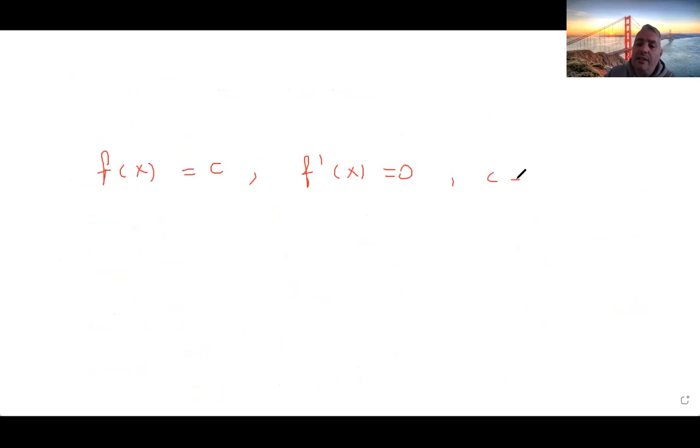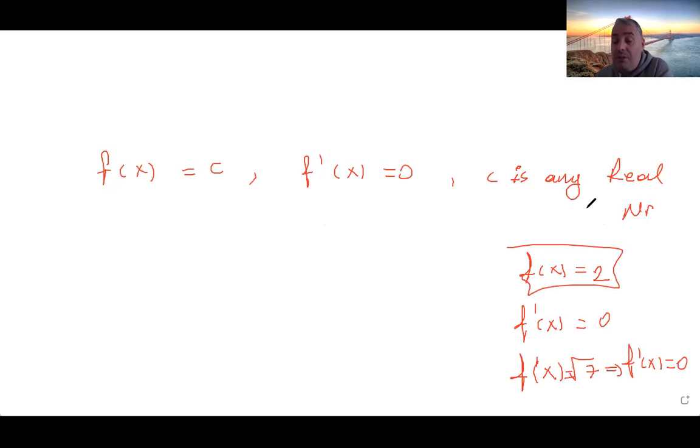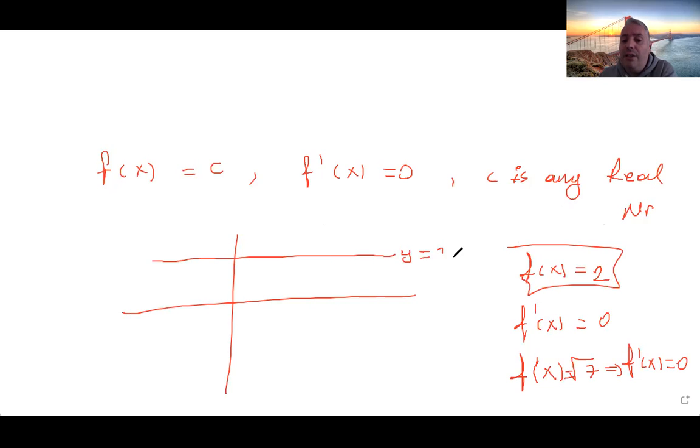c is any real number. So, for example, f of x is 2, so f prime of x is equal to 0. f of x is root 7, for example, so f prime of x is equal to 0. So whenever you have any constant number, the derivative is 0. Why? It's so simple graphically if you think, get the logic. f of x is 2 means y is equal to the line 2. What is the derivative?